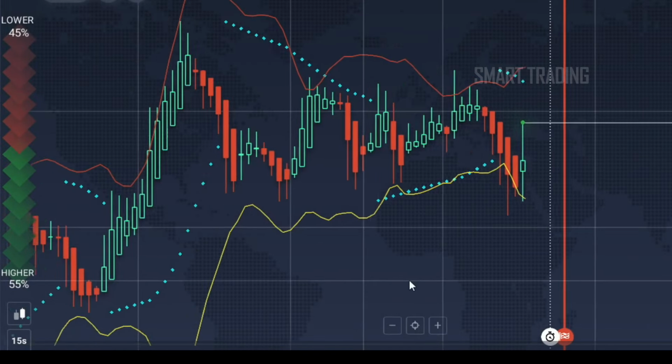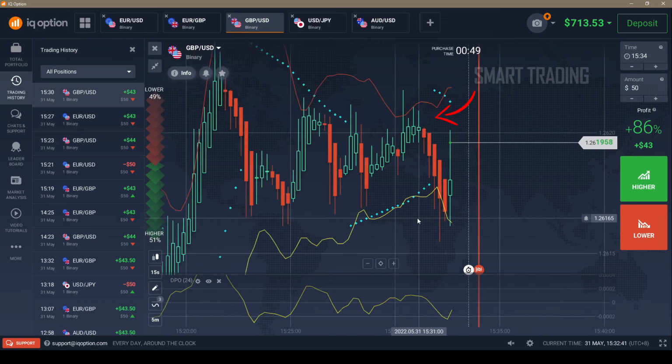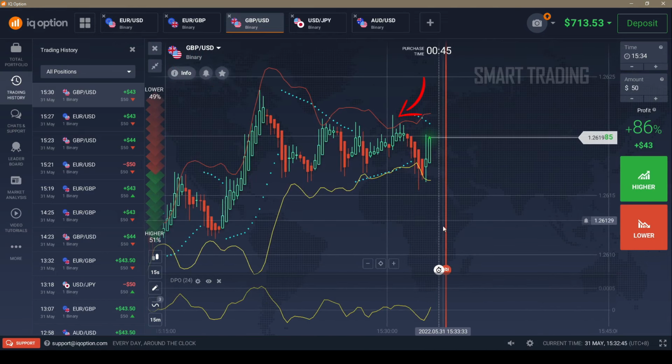Take a look at the chart. When the parabolic dots appear above the bars, it means a downtrend signal. If the price crosses the resistance of the Bollinger level, then it will probably go downtrend. And when the detrended price oscillator goes down, the trend also goes down.